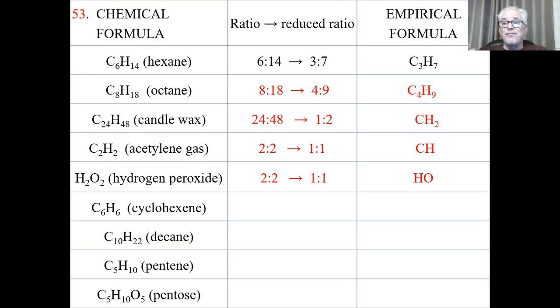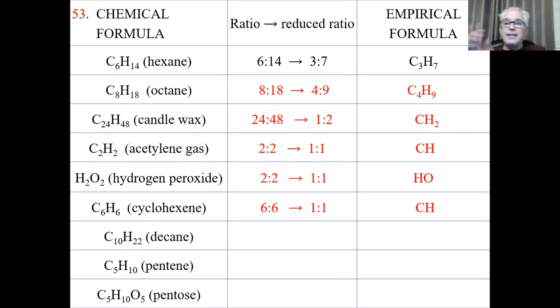Cyclohexene. Now, there's a fun thing to say. Hey, there's the cyclohexene. That's really, actually, it's cancer causing. You don't want it near you. 6 to 6. That reduces to 1 to 1. Look, it's got the exact same empirical formula as acetylene. Acetylene is good. I mean, you can't breathe in it. It's very flammable. Cyclohexene gives you cancer. It has the same empirical formula. Is that valuable information? It's worth the point on the regents.